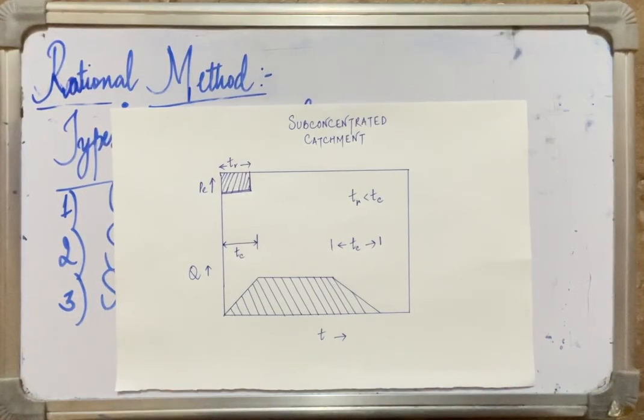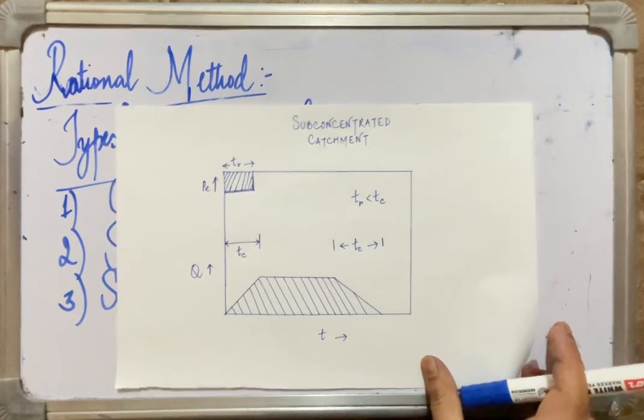This is a sub-concentrated catchment. In this type of response, the rainfall duration is shorter than the time of concentration. We get a sub-concentrated catchment response when the rainfall duration in that particular catchment is less than the time of concentration of that catchment, and the flow at the outlet does not reach its equilibrium state. After the rainfall has stopped, the flow gradually recedes to zero.